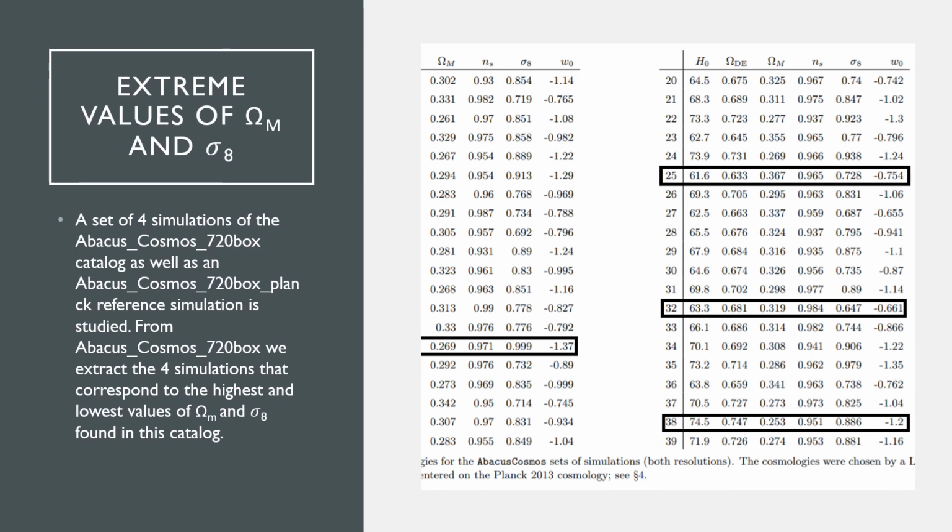Now, we consider extreme values of cosmological parameters. A set of 4 simulations of the Abacus Cosmos 720 box catalog, as well as an Abacus Cosmos 720 box Planck reference simulation, is studied. From Abacus Cosmos 720 box, we extract the 4 simulations that correspond to the highest and lowest values of omega n and sigma 8 found in this catalog.